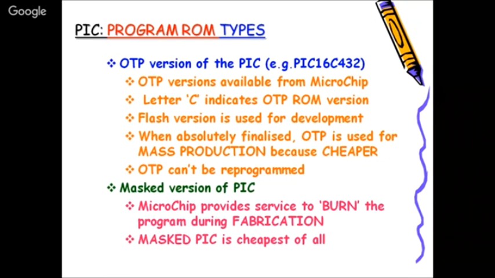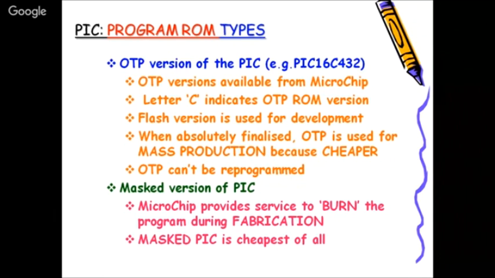Next version मैंने बताया था masked. Mask version क्या होगा, वो factory end पे होता है, वो आप नहीं कर सकते. वो factory को आप communicate करोगे कि ये मेरा code है, उसको mask कर देना, वो उसको mask कर देंगे. This is the difference. Okay, later C indicates... So now OTP ROM version, flash version is used for development. When absolutely finalized, OTP is used. यही मैं कह रहा था कि एक बार final हो गया तो OTP जो है use for mass production because of cheaper cost, and OTP can't be reprogrammed.